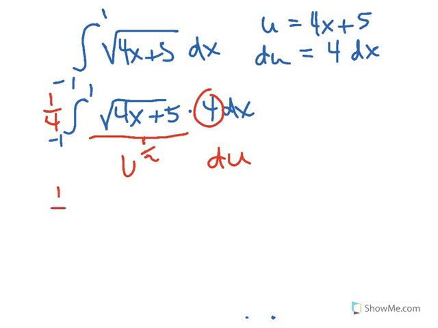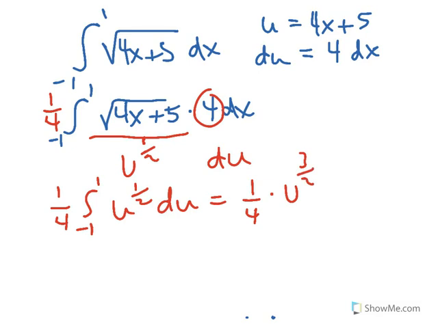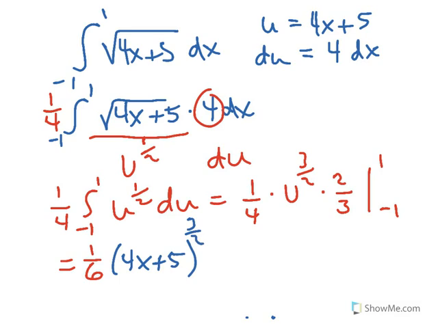So now if we take the parts that we have just adjusted and put them together, we have u to the 1/2 du, and we can integrate that. That's essentially going to be 1/4 times u to the 3/2 power divided by that same 3/2. But of course, we're going to end up multiplying by the reciprocal 2/3, and we're going to evaluate that from -1 to 1. We can write this entire expression by writing the two fractions multiplied together. 1/4 times 2/3 would give us 2/12, or 1/6. We can go ahead and place our expression back in place of u, so that would be 4x plus 5, which is now going to be raised to the 3/2 power, and we're going to evaluate that from -1 to 1.